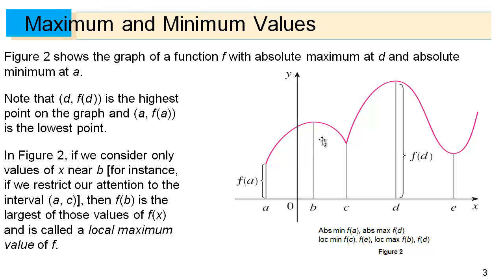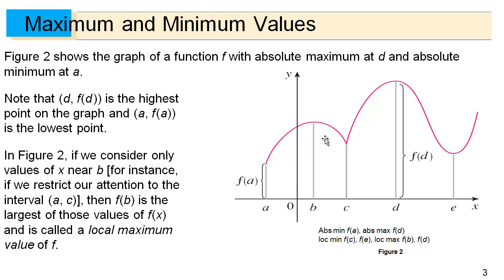And in fact, if we look at the interval from, let's say, B to D, it takes on a minimum at C. And likewise, if we look at the interval from, let's say, D to over here somewhere, it takes on a minimum at E. So you can have what are called local max and mins, which are just maximums and minimums in a smaller interval, in a smaller neighborhood.